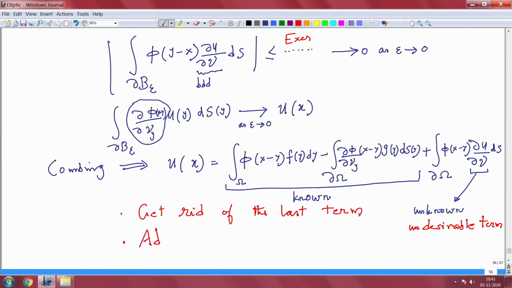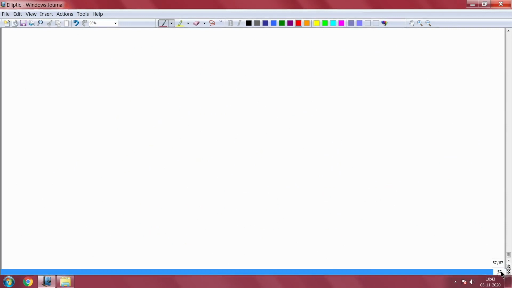Okay. But now, to get rid of the last term, you have to add a corrector term, which should not have any singularity, but it should have the value exactly as phi. So, that motivates us to add a corrector term. So, we will do that. Add a corrector term. Okay. So, we will go to that one.